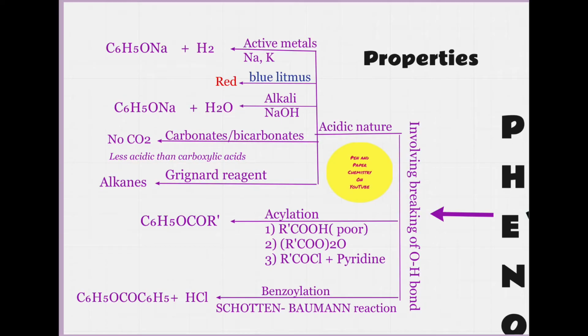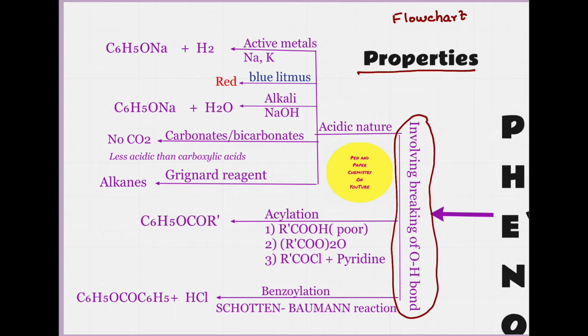In this video, we shall be talking about the properties of phenols, and as you may recall, we had drawn a bigger flow chart depicting all the different properties of phenol. We are taking one aspect of those properties and we are going to talk about the reactions involving the breaking of the OH bond. So we know that phenol has an OH group. Here we are going to talk about how and when this OH bond prefers to break.